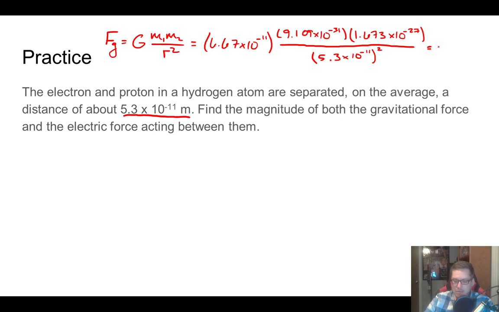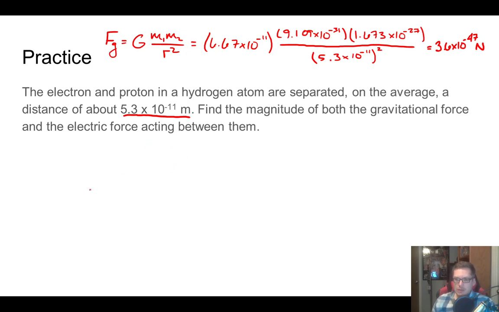6.67 e to the minus 11th, times 9.109 e to the minus 31st, times 1.673 e to the minus 27th, and then divided by 5.3 e to the minus 11th, and then that guy's squared. All right, so you get, and we want 2 sig figs because of that distance there, 3.6 times 10 to the minus 47th, and that's newtons, because it's a force.